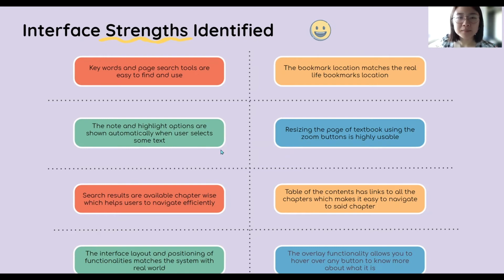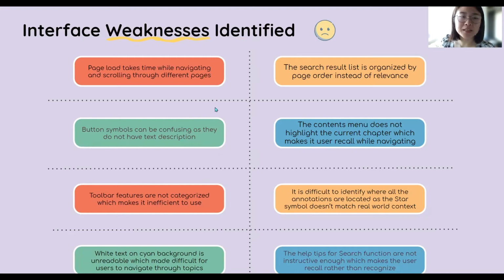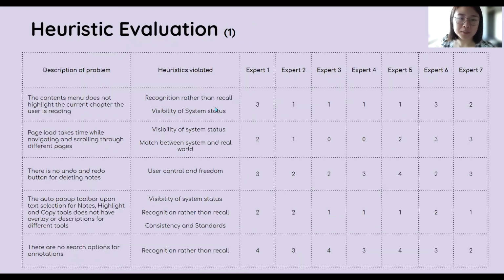For the main drawbacks of the interface, first, the annotation toolbar doesn't show any text description, which leads to confusion and mistakes. In addition, the toolbar features are not categorized, which makes it more inefficient to use. Lastly, the help tips for the search function are not instructive enough, which makes users recall rather than recognize. Next one is heuristic evaluation.